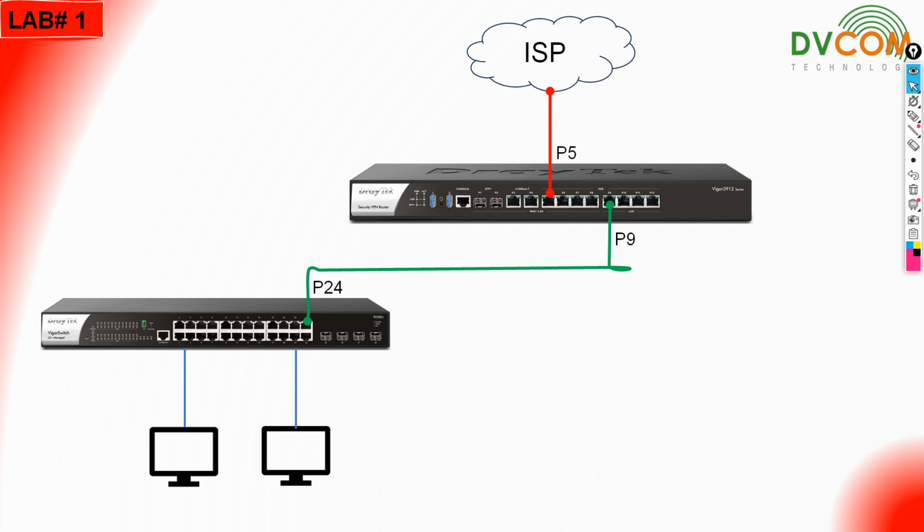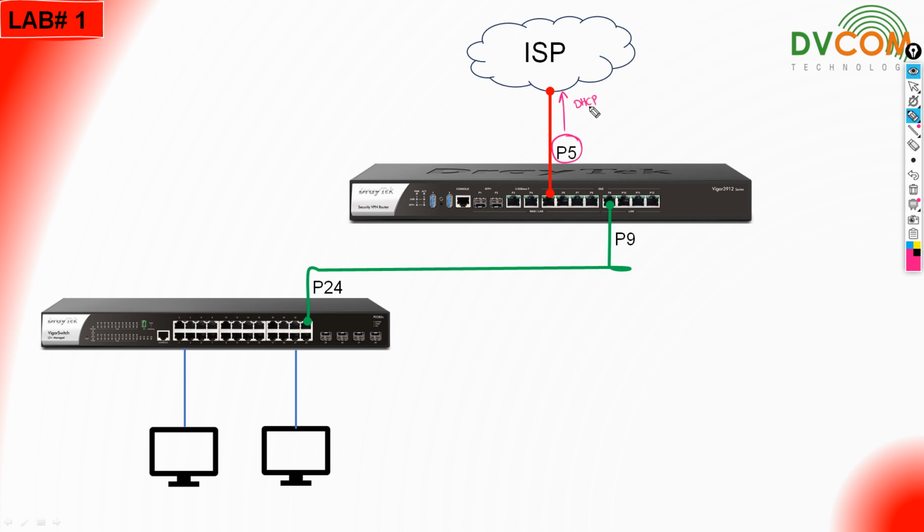So from this lab I'm going to show you my lab scenario. You can see here, this is my lab scenario. I have a Vigor 3912 router and I have a Vigor switch. My plan of action is that I want to connect the WAN interface on port number 5. By the way, my internet connection is a DHCP connection.